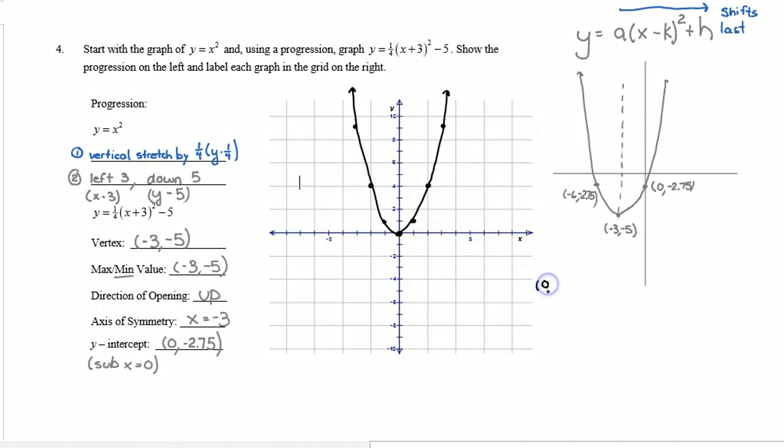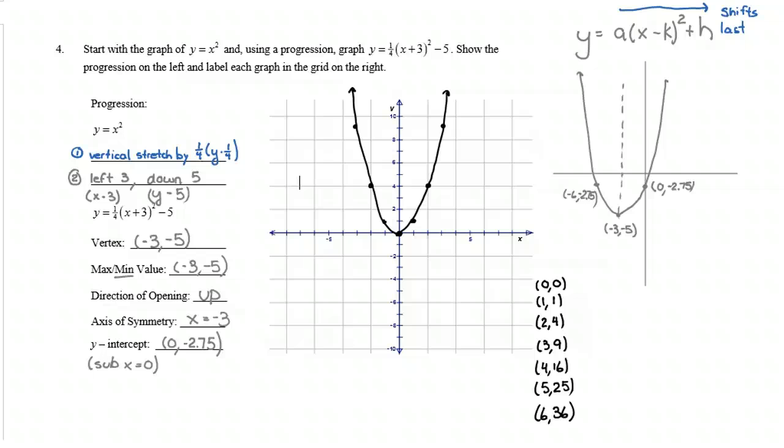So I'm going to write down a couple points here. 0, 0, 1, 1, 2, 4, 3, 9. And even though I don't have other points in the graph, I'm going to actually include a couple other ones. 4, 16, 5, 25, 6, 36. The reason I'll do this is just in case the change in shape draws some of those other points onto the graph when they translate.